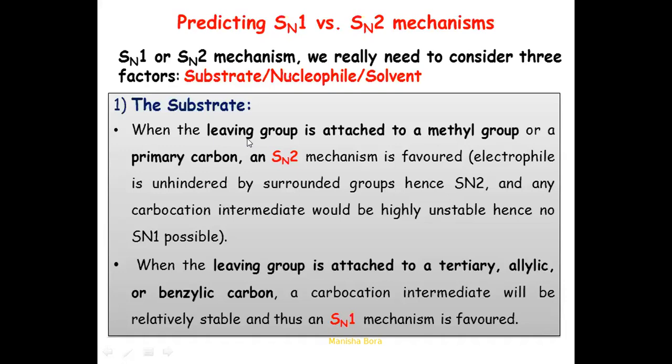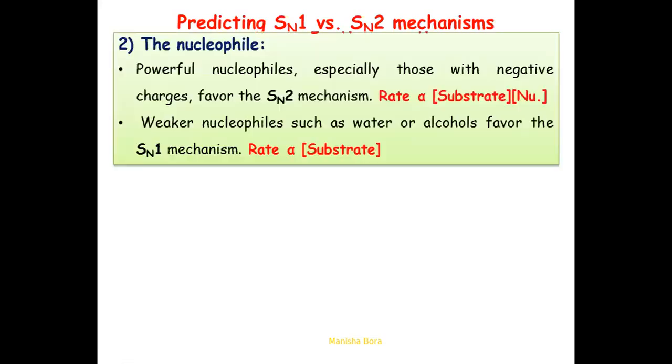So we know that if your leaving group is attached to a primary carbon, then SN2 mechanism will take place. And if it is tertiary, then SN1 type of reaction will take place. If your leaving group is attached to an allylic carbon, benzylic carbon, or a tertiary carbon, then the reaction definitely will go via SN1 mechanism because the carbocation intermediate will be highly stable at that time.